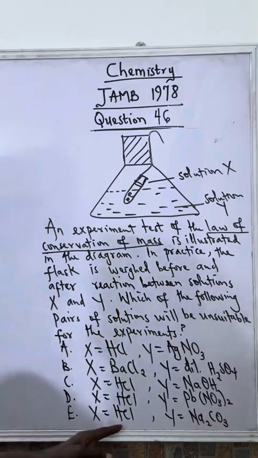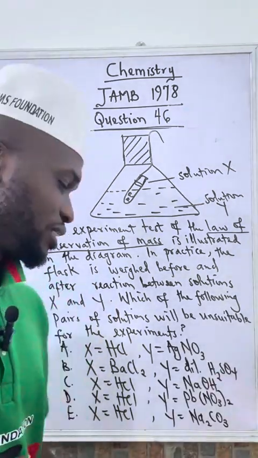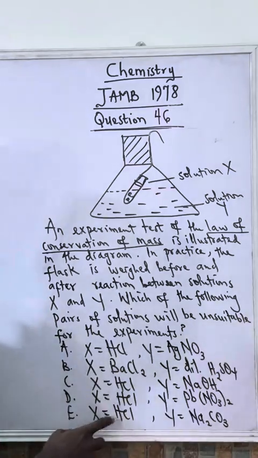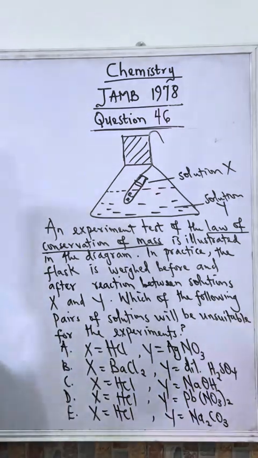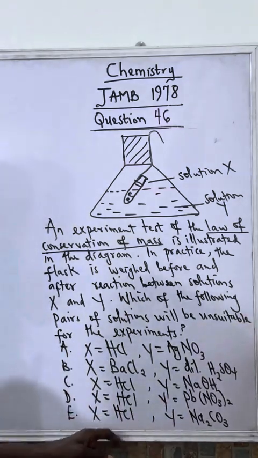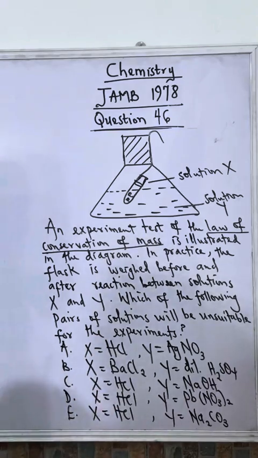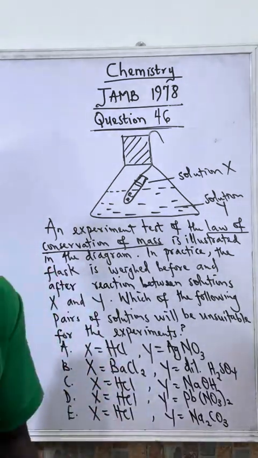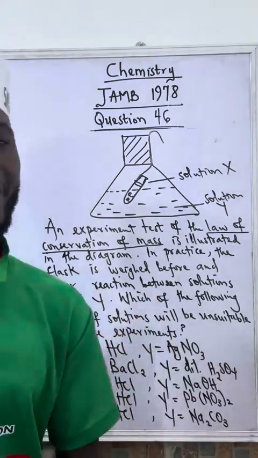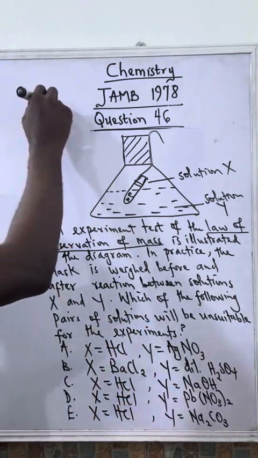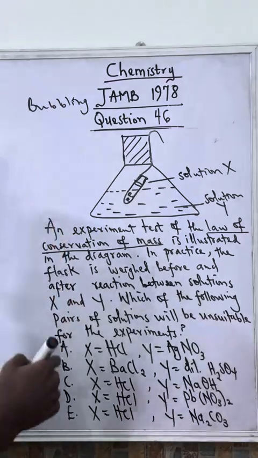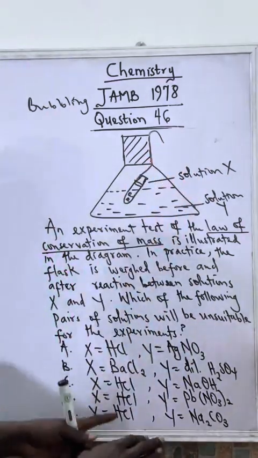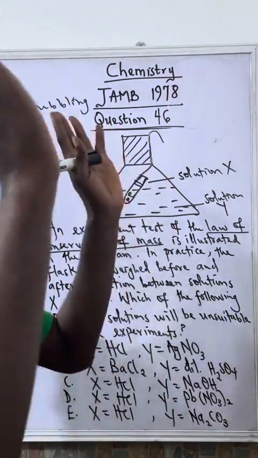Then we go to E, HCl plus Na2CO3. This is where the problem is. Now, this will lead to the formation of sodium chloride first. Then we are going to have water, which is H2O, and finally we have CO2 being liberated. The CO2 will lead to what we call effervescence, which is bubbling. And this effervescence means that the gas will be released. So it means a part of the system is lost to the surroundings.